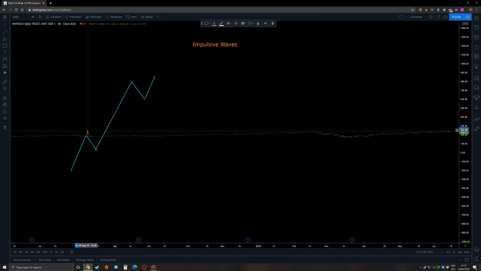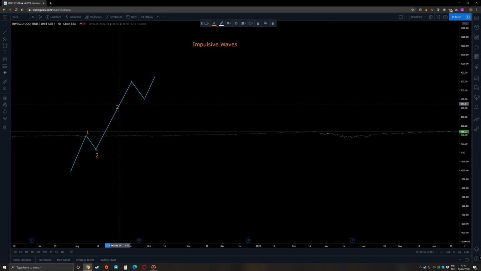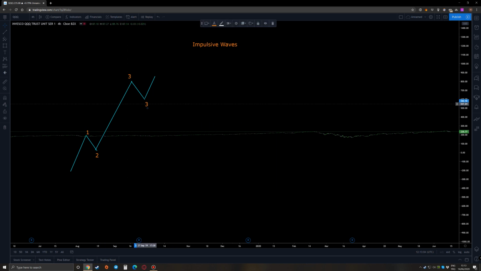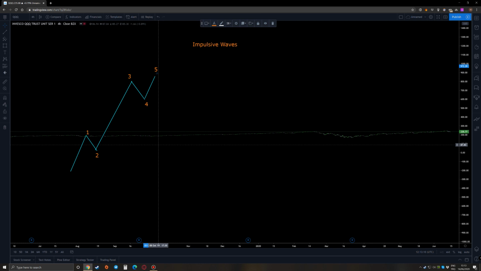Let's write it like this. 1, 2, 3, 4, and 5. Now, there are rules that you have to know, I said. The first rule is that the first wave has to be impulsive on its own. Like I said, it has to be 1, 2, 3, 4, 5. So does the third wave, so does the fifth wave.